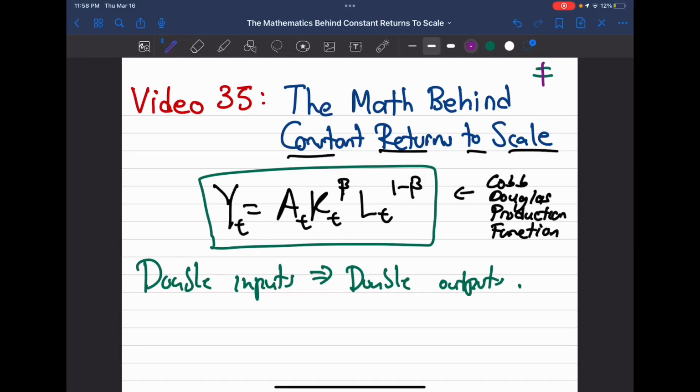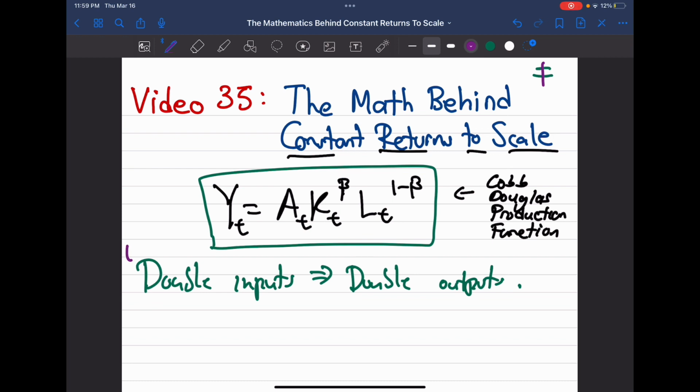This video will discuss the mathematics behind constant returns to scale. A constant returns to scale is an idea which is embedded in the Cobb-Douglas production function. Before watching this video, you should watch a previous video regarding what the Cobb-Douglas production function is and how it works, and of course how it is derived. So now let's get into it.